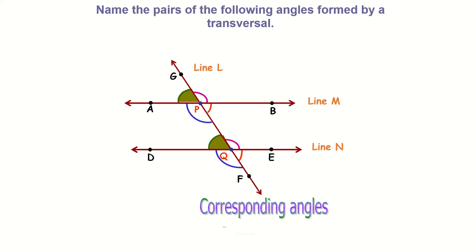Next, same side. Based on the transversal, both are on the left part of our transversal. So, same side. Then lastly, one is interior. This is the interior angle. And then this one is our exterior. That means the two angles here are corresponding angles.